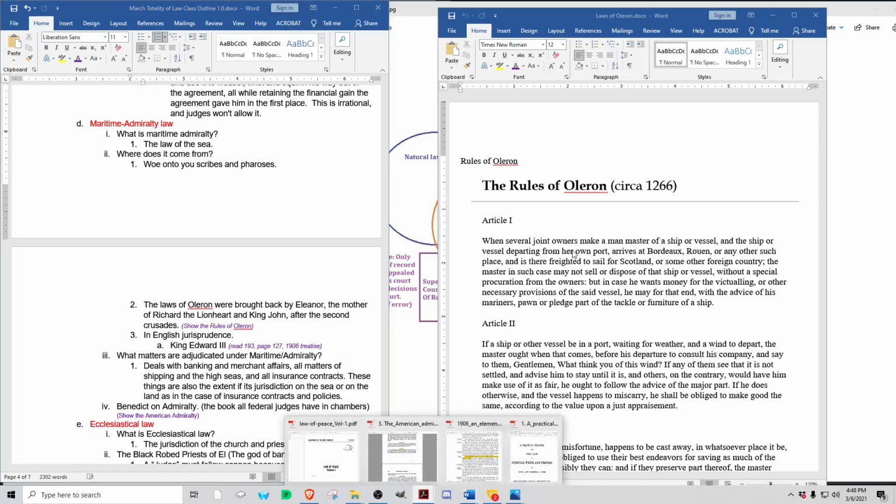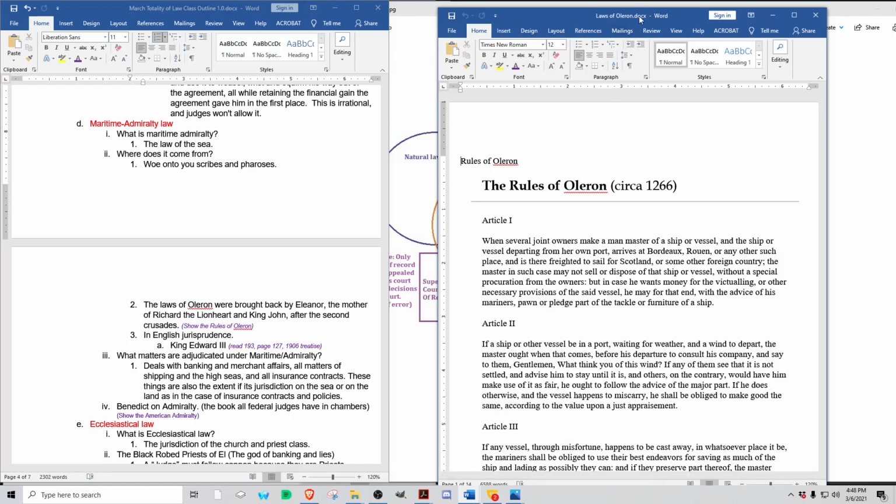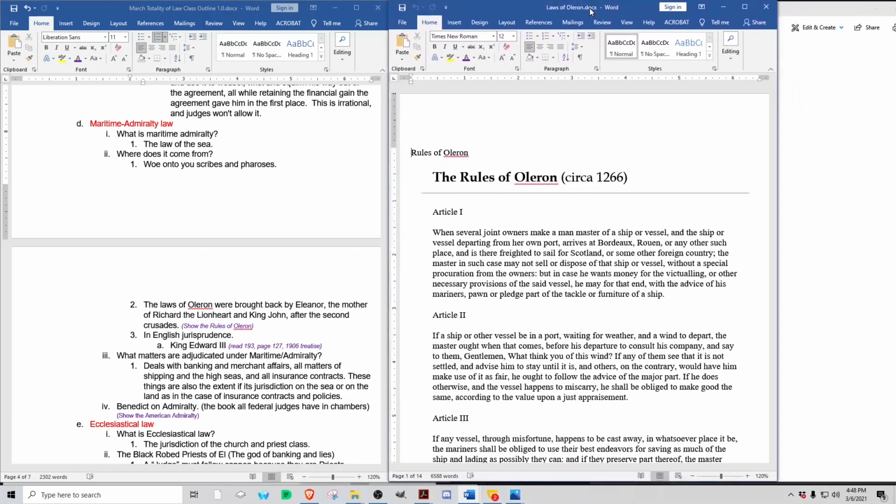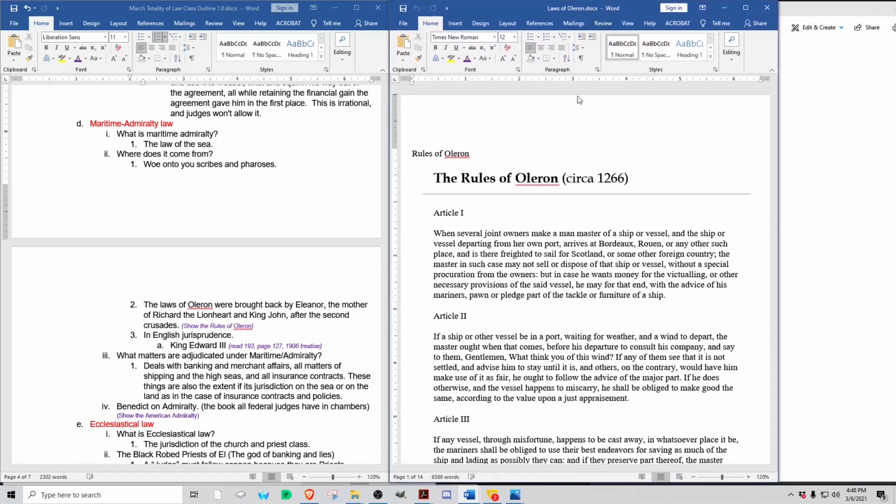Okay, so what are the laws of Oleron, or the rules of Oleron? Basically, they were maritime admiralty rules in use in Cyprus and other places in the Mediterranean. When William the Lionheart and his mom, Eleanor, went down for the Second Crusade and got down around to Constantinople, they learned about these laws, because they'd never known about them, being all the way in England. So they took them and brought them back.